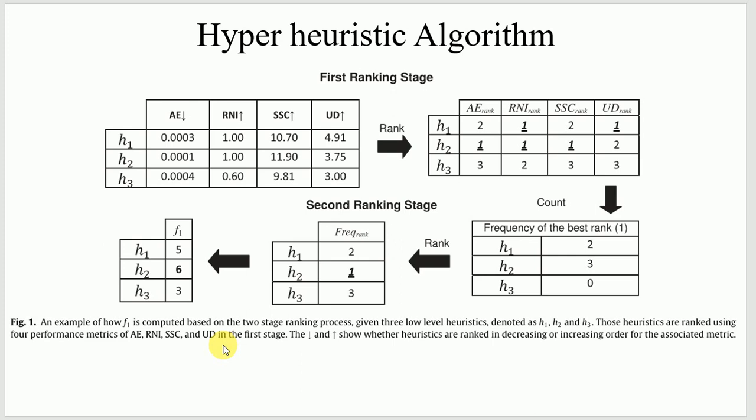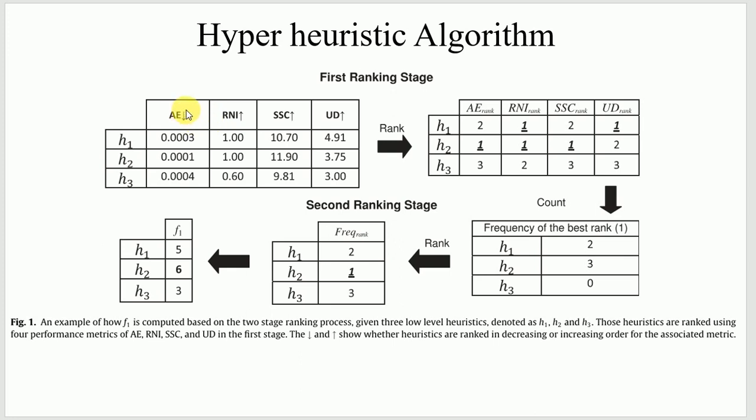In the first ranking stage, we can see the three lower level heuristics. Their performance against the four performance metrics can be seen in this matrix. So in other words, these are the performance values of each of the heuristic against each of the shown performance metrics. So we can see that there is an arrow beside each of the performance metrics.